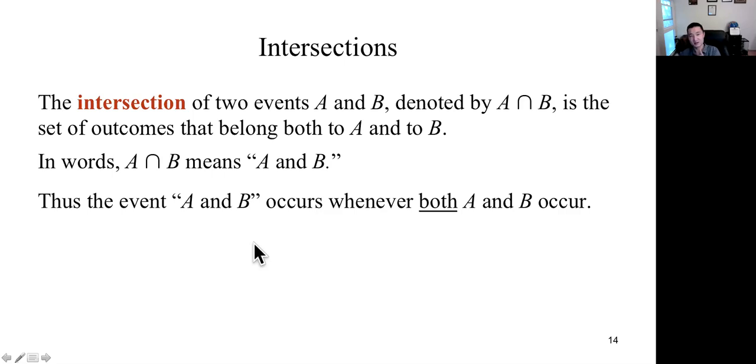Intersection is different from union, it's the opposite of union. So the intersection of 2 events A and B, we write as A with a half circle facing down. We call it A and B. It is the set of outcomes that belong both to A and B. Remember the two circles of A and B, that is the event within the intersection of the two circles. So the event A and B occurs whenever both A and B occur.